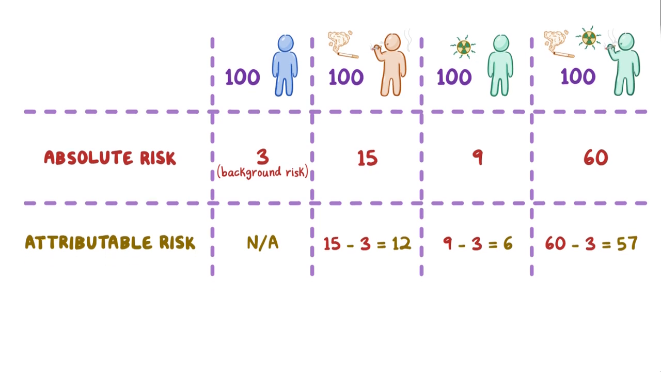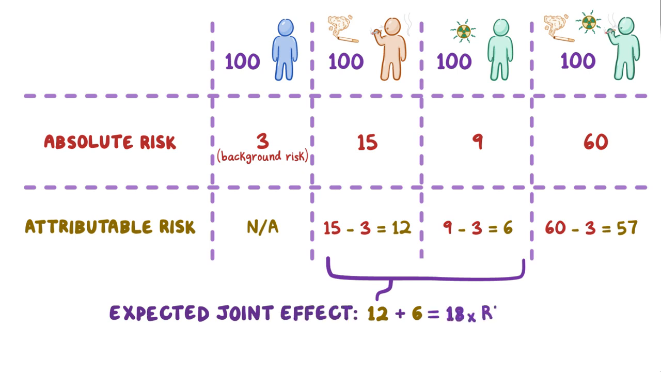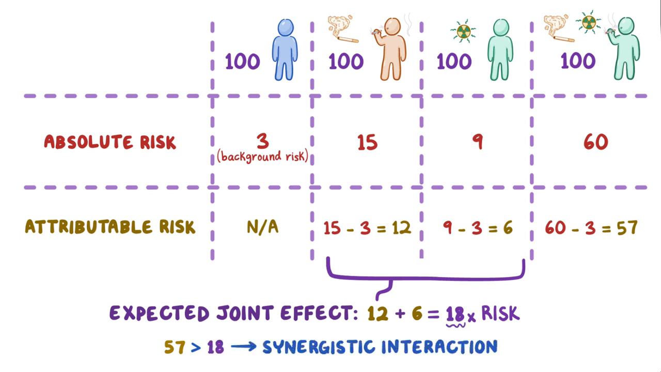We now add the attributable risk of each of those two exposure groups, 12 plus 6, to get the expected joint effect of 18. In other words, we can expect people who smoke and are exposed to radon to have 18 excess cases of lung cancer compared to people who don't smoke and aren't exposed to radon. But the observed attributable risk in the group was 57, which is much higher than the expected attributable risk of 18. So once again, that shows that it's a synergistic interaction.